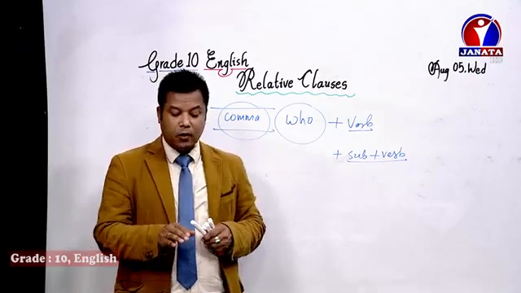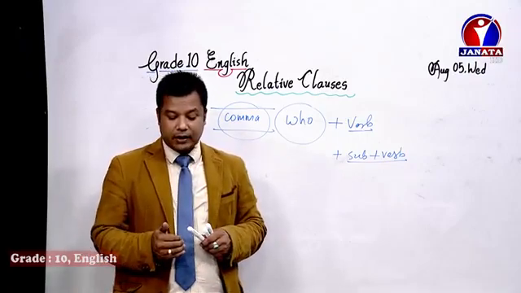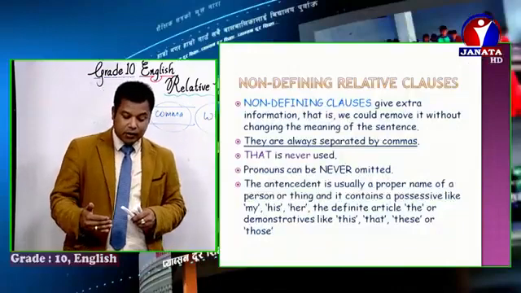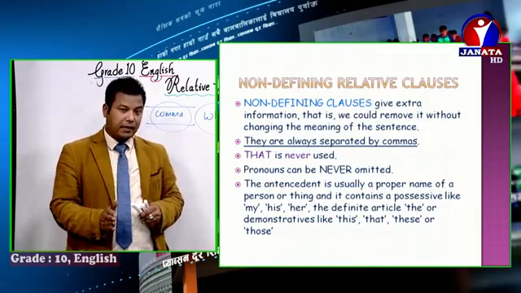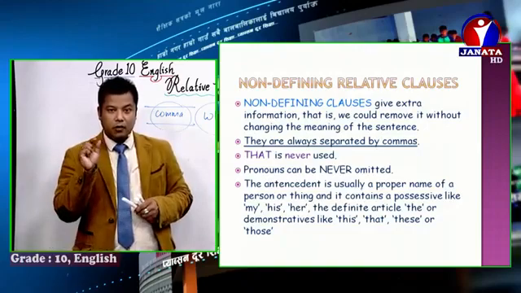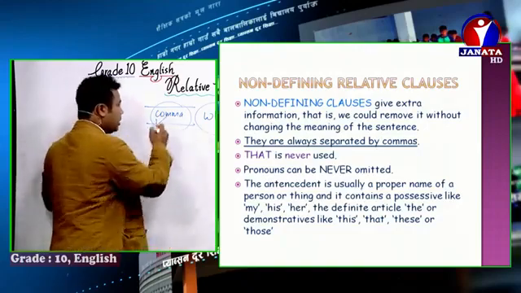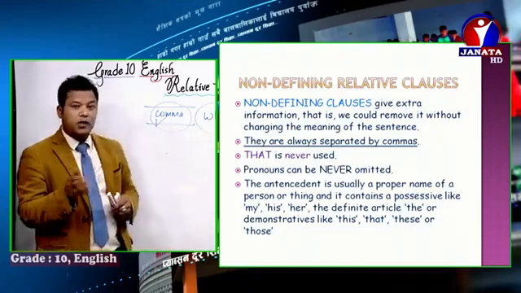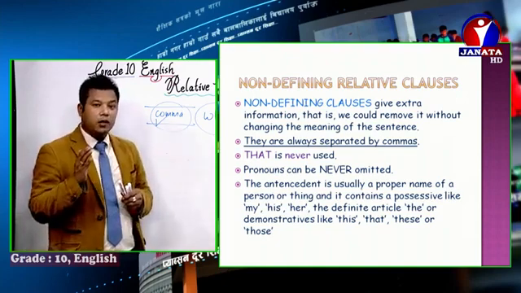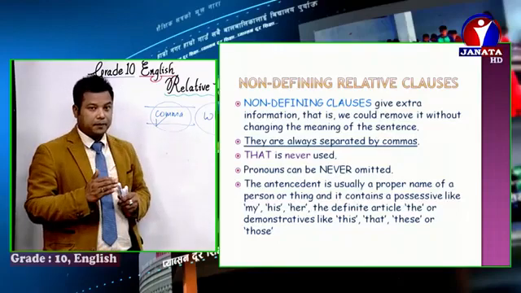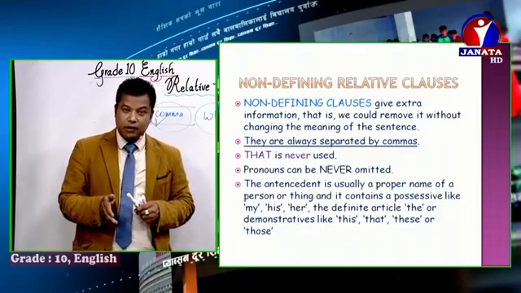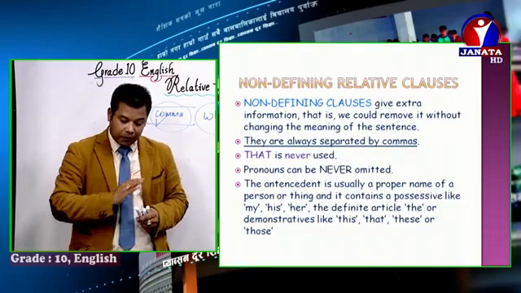Little different. Non-defining clauses give extra information, that is, we could remove it without changing the meaning of the sentence. Now this is again interesting. I will relate that with one example with the next slide. They're always separated by commas, so one distinct piece of information, please keep on marking this. If you're using non-defining, you're using a comma for sure. If you are using defining, do not use a comma. That is never used for non-defining relative clauses, so you have to exclude that completely.